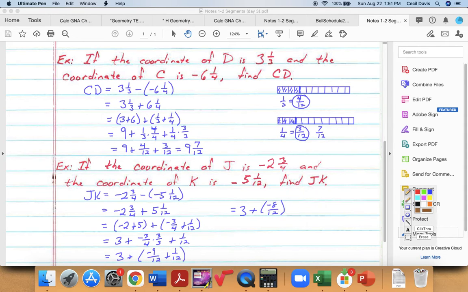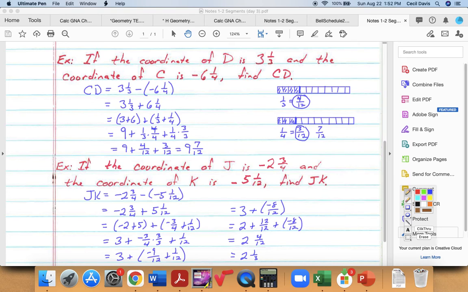You're like, well, how am I supposed to put those together then, Mr. Davis? Well, you can't. But what you can do is think of 3 as 2 plus 12/12. 12/12 is 1 plus 2 is 3. Now we can take the negative 8/12. And that's 2 and 4/12. And at the end of the problem, I'll go ahead and reduce it. It's 2 1/3.